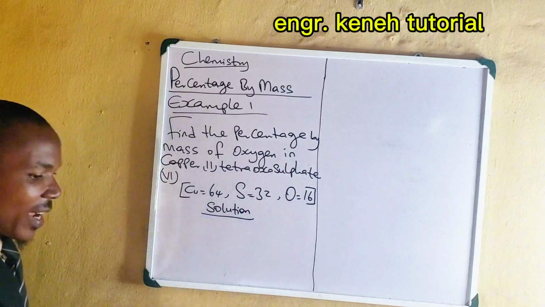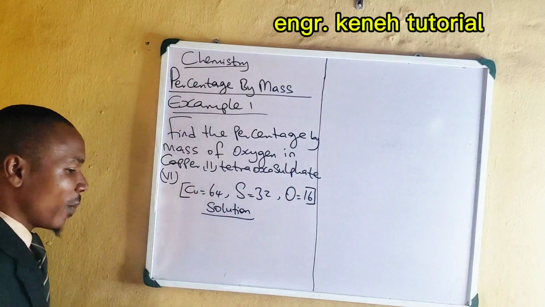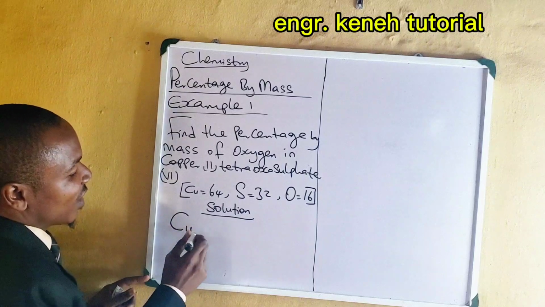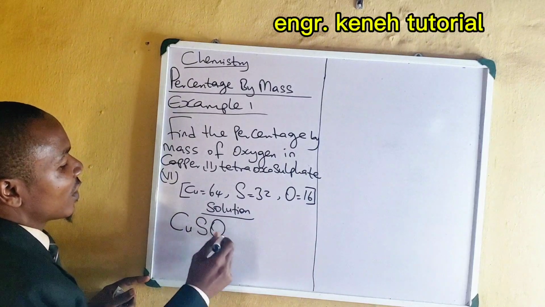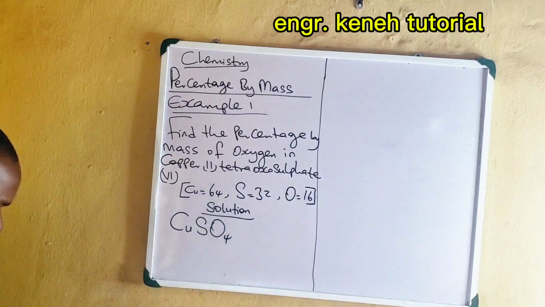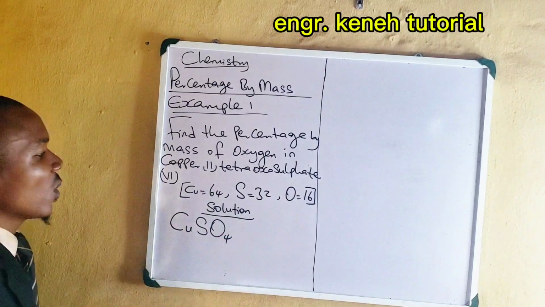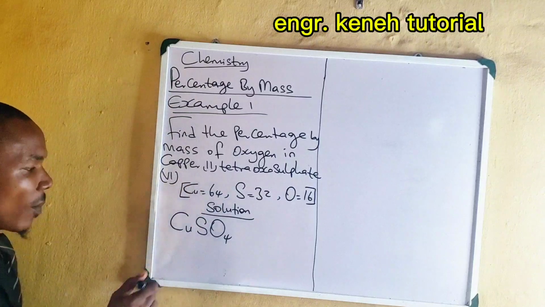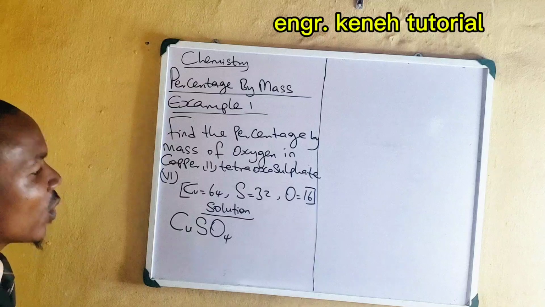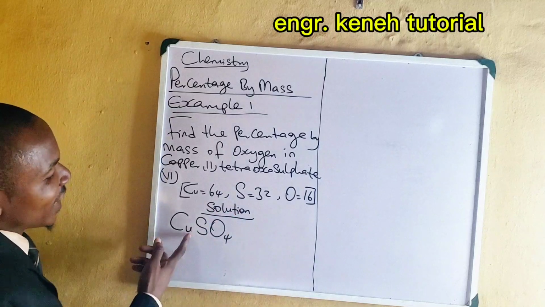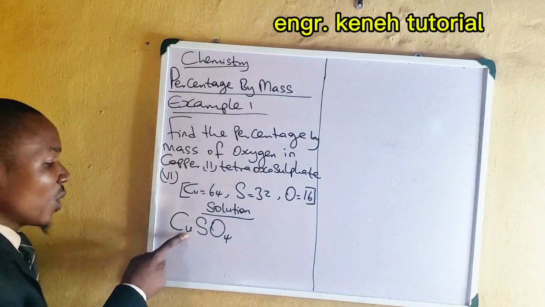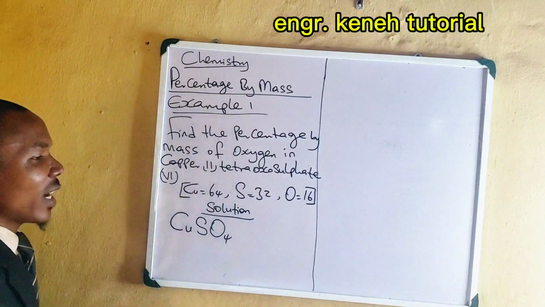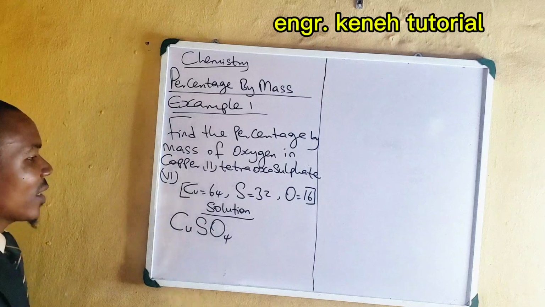First of all, we write down the molecular formula of copper(II) tetraoxosulfate(VI). This is CuSO4. We know that Cu means copper, S means sulfur, and O means oxygen. When you look at this, you notice that we have one atom of copper, one atom of sulfur, but four atoms of oxygen.